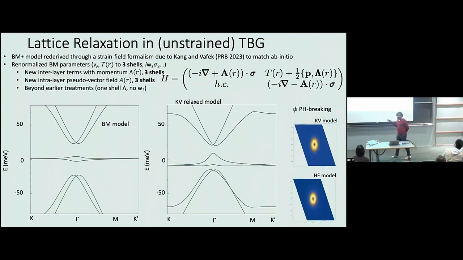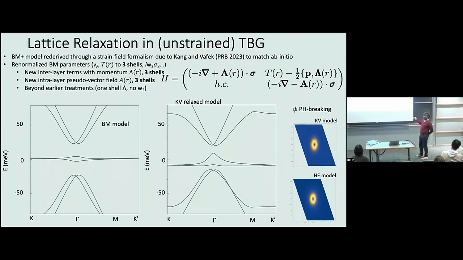And these terms are more than the terms that have been considered in recent Hamiltonians. There are a lot of terms in these very nice Kang and Vafek papers that basically give you the continuum description, and this is how it looks, as opposed to this. There are some differences, but if you look at how much the particle-hole symmetry is broken, in what we call the Kang-Vafek model, most of the system is still particle-hole symmetric.